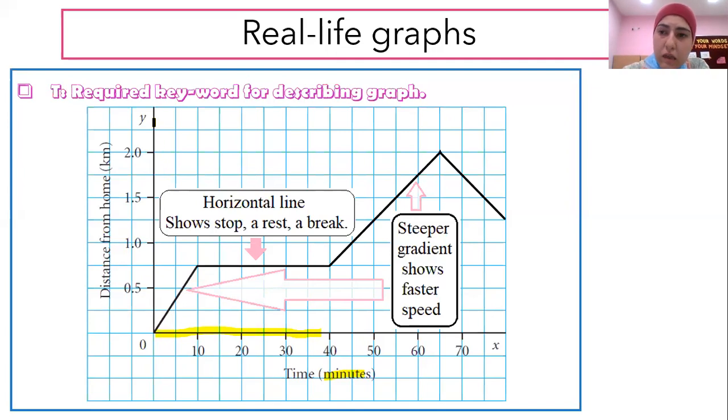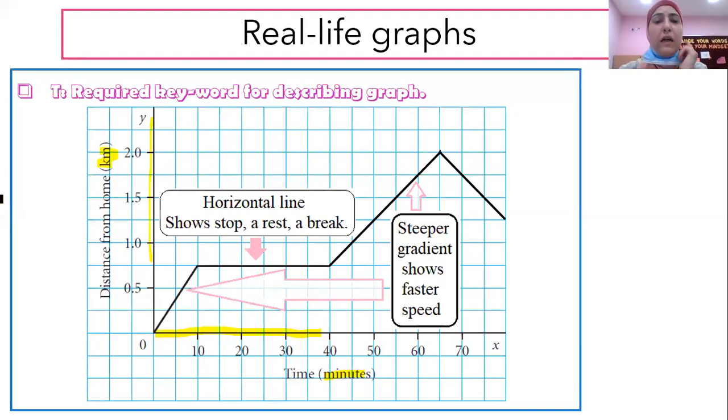It depends on the situation that they are dealing with. The vertical line, most of the time, represents the distance. Here it's in kilometers, but sometimes it could also be in meters or in miles or in yards. One more time, depending on the situation. Now, what kind of information can you get from this real-life graph? Because when they give it to you like this, they actually want you to give them information.